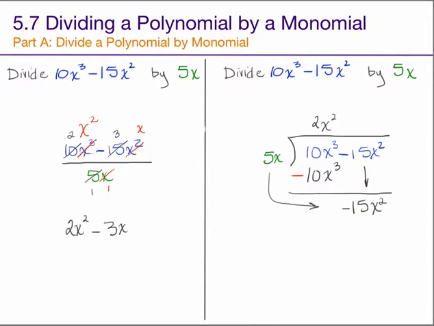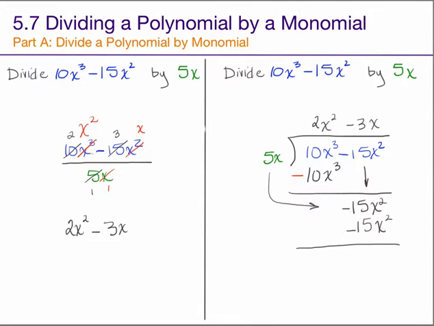5x goes into negative 15x squared, means what do I need to multiply by 5x to get negative 15x squared? Something times 5x equals negative 15x squared. What is the something? Well, the number part is going to be negative 3 because negative 3 times 5 is negative 15. The variable part is going to have to be x because I need an x to multiply by an x in order to get x squared.